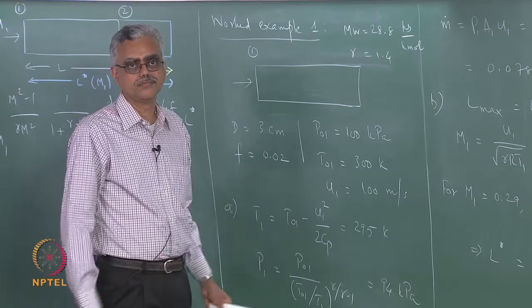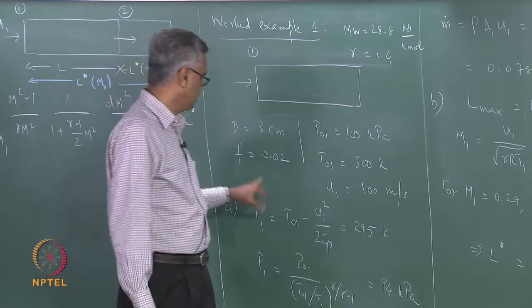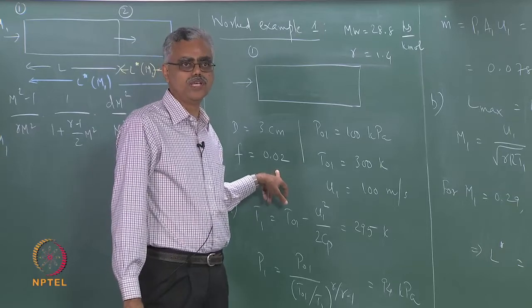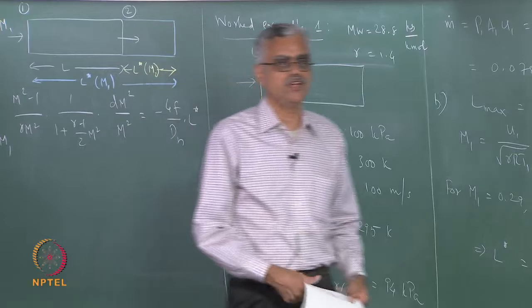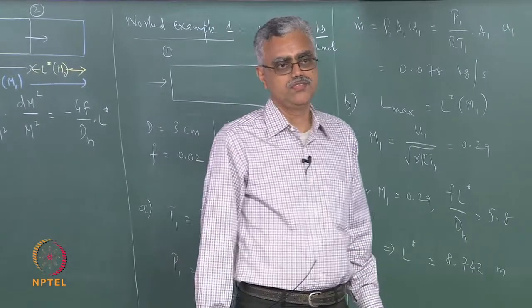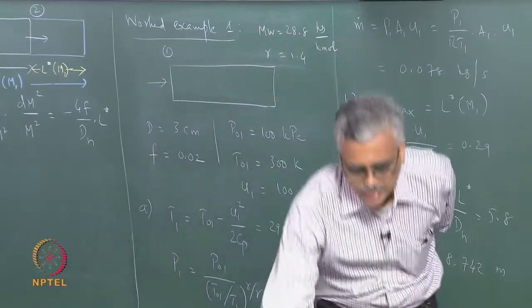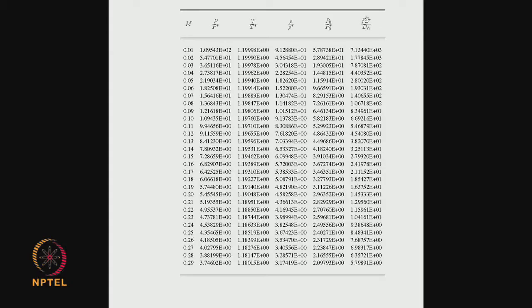Okay. Please note that when you are using the Darcy friction factor, you should not use tables that have the last column as 4 FL star over DH. Notice that the last column in the table that we are using is FL star over DH. If you see 4 FL star over DH in the last column, that would usually mean that the F that is being used there is the Manning friction factor and not the Darcy friction factor.